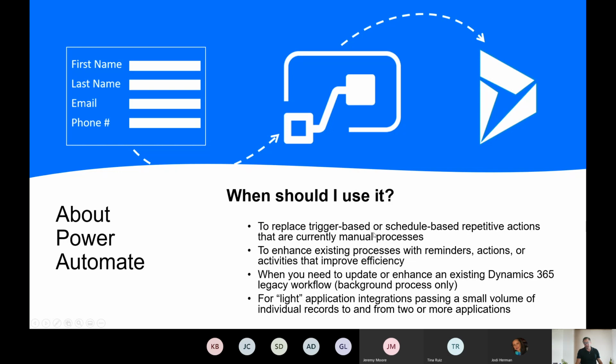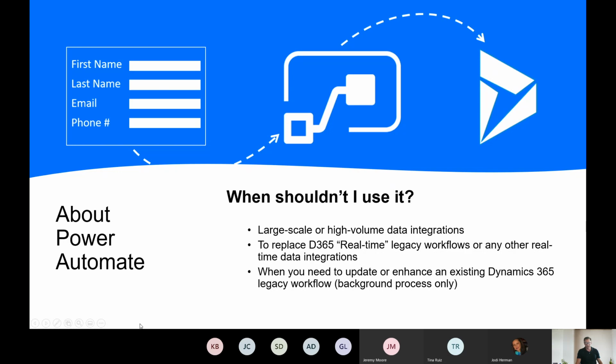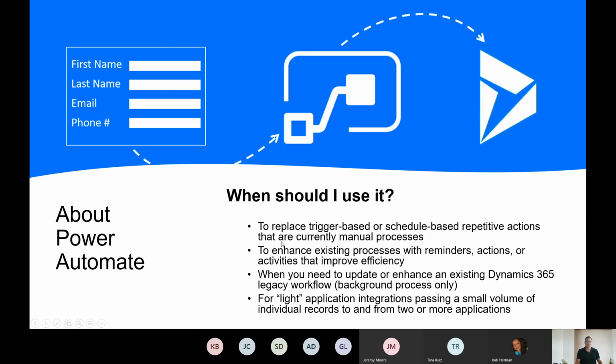So anytime you want to replace a trigger-based or schedule-based process, that's the other part that the workflow engine couldn't do natively, was scheduling, which is a huge need in my opinion, being able to schedule these automations. If you wanted to run things on a nightly basis and so forth, you usually had to write custom code to accomplish that. Using Power Automate, it's built in: schedule something to run every hour, every day, every month, whenever. And you can do pretty sophisticated things.